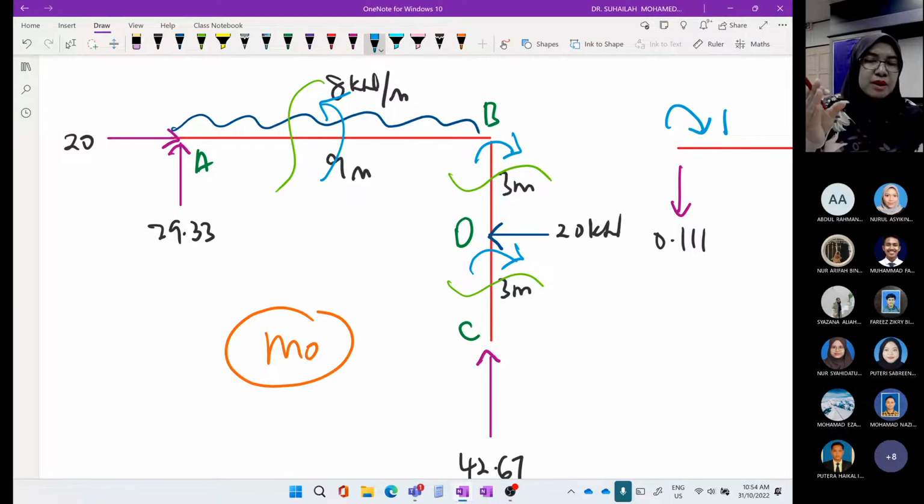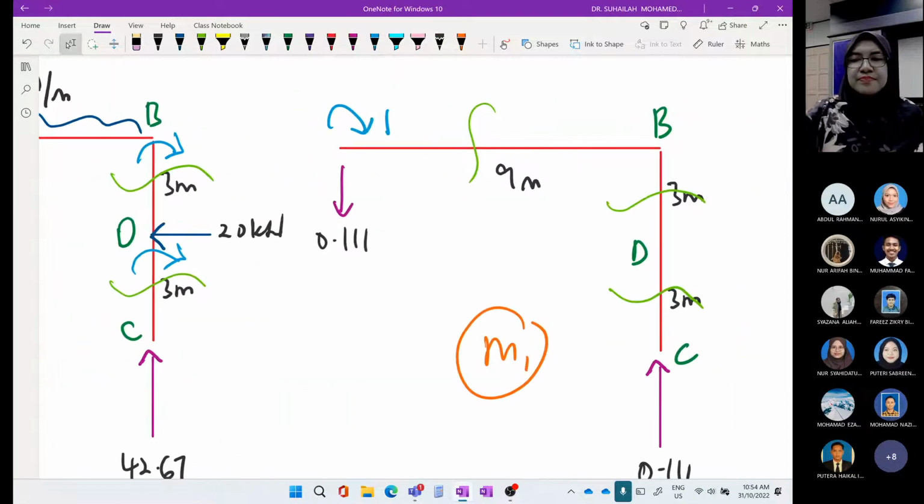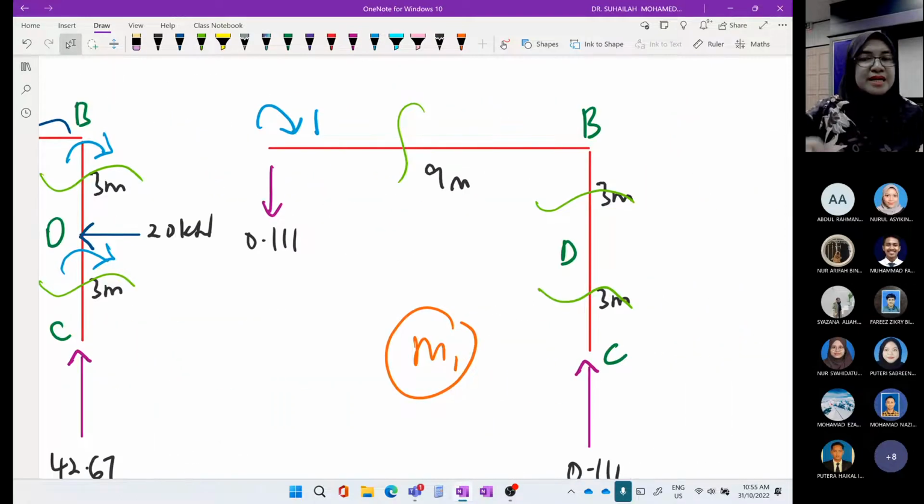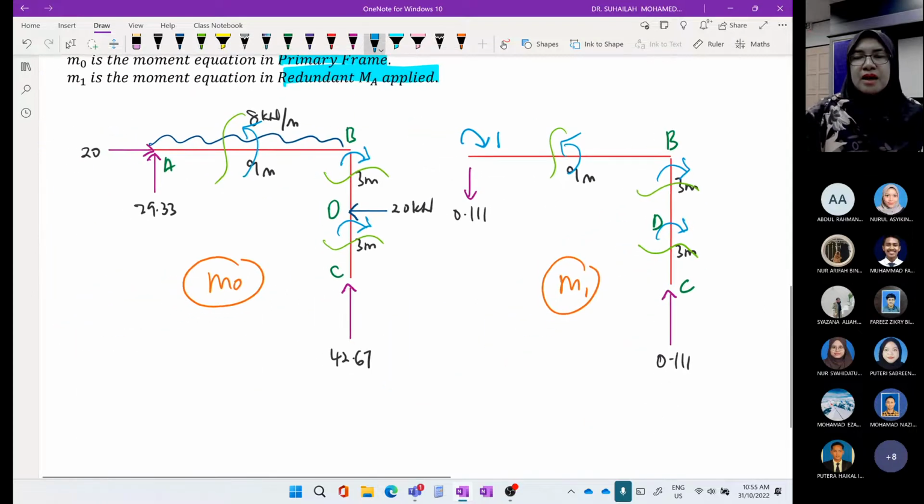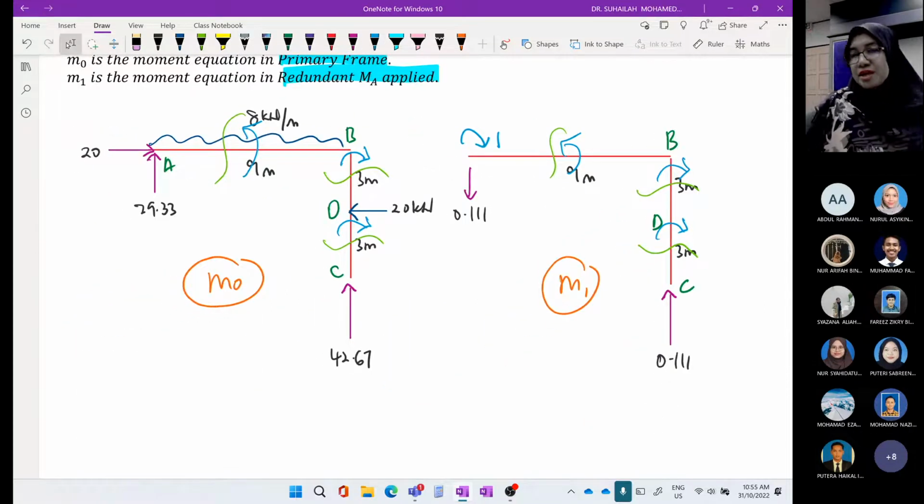Okay, so we have 3 cutting sections. We have to draw the same section, the same moment direction in the redundant system. So we have to apply the same. Okay, so now please write the moment equation.